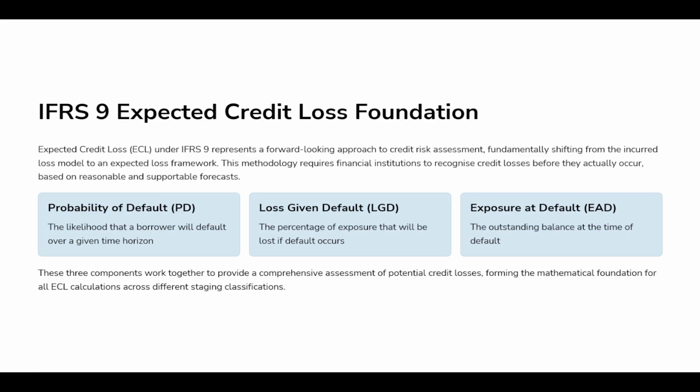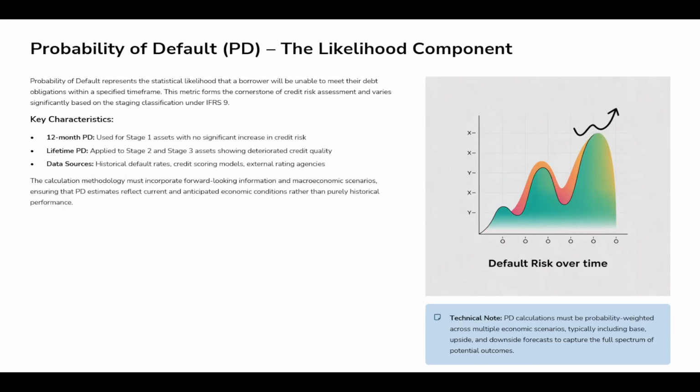In this session, we'll look at the three core building blocks of the expected credit loss model: probability of default, loss given default, and exposure at default. Expected credit loss, or ECL, is a forward-looking measure. It requires financial institutions to estimate potential losses before they occur, based on both historical data and future forecasts. The formula that drives ECL is simple in theory: PD multiplied by LGD multiplied by EAD.